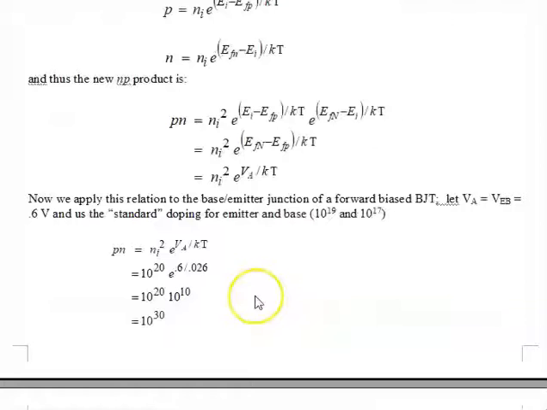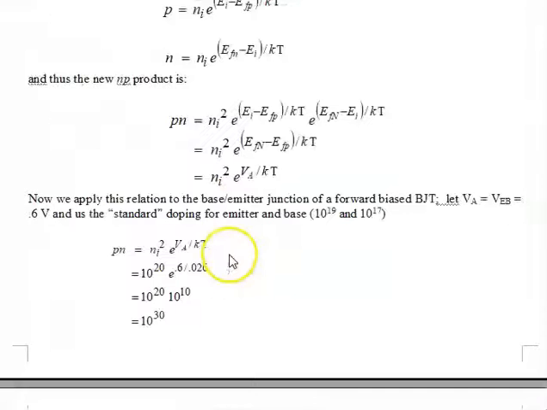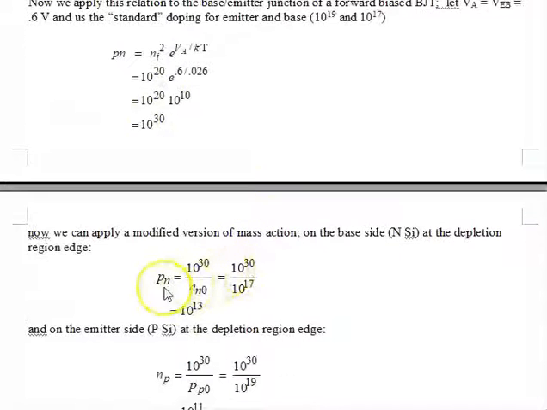And we apply the same reasoning to the base side. This is generally true. Now we apply it to the base side of the junction right here. We would say that this is doped 10 to the 17th on the base side, 10 to the 19th on the emitter side.